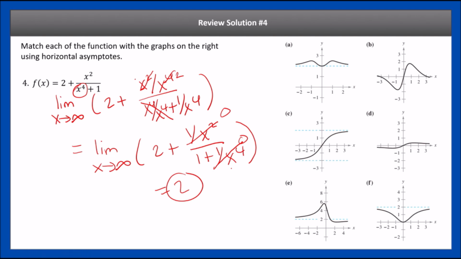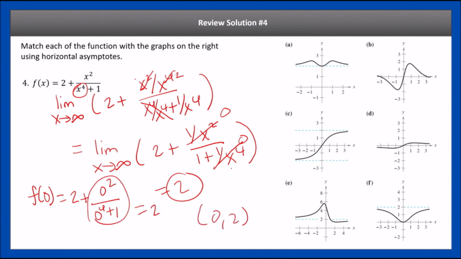Now, also notice the y-intercept. What happens if x is 0? If we plug x is 0 into this function, this becomes 0, so we get 2. So we got a coordinate at (0, 2). Which of these have a coordinate of (0, 2)? The only one that has a coordinate of (0, 2) is this one right here. It also has a horizontal asymptote where it approaches the value 2 on either end. So the answer has to be A for number 4.